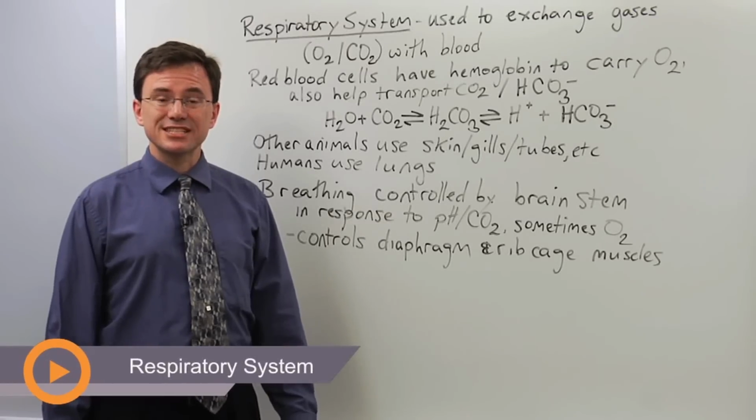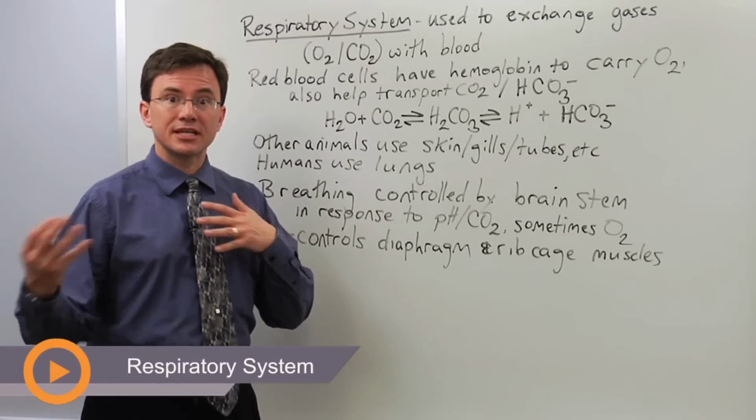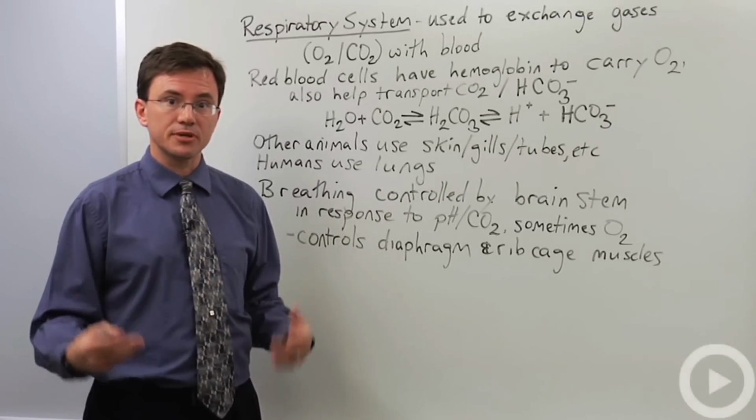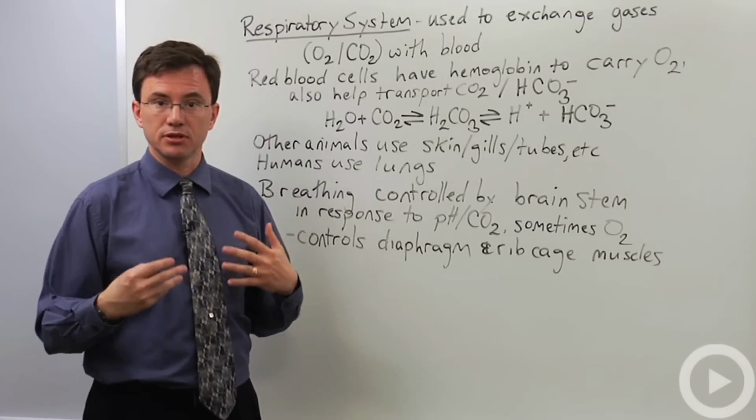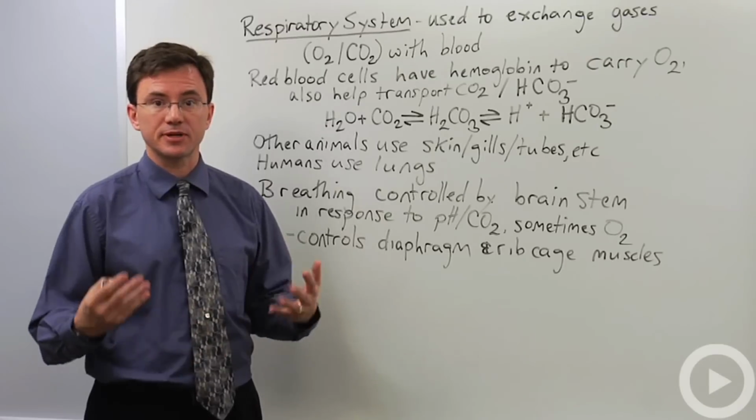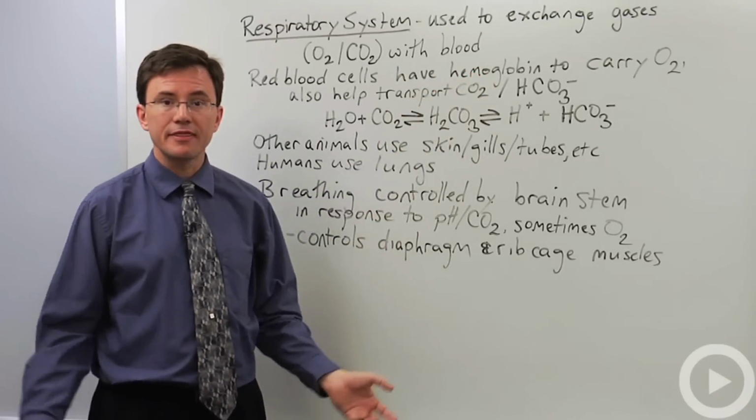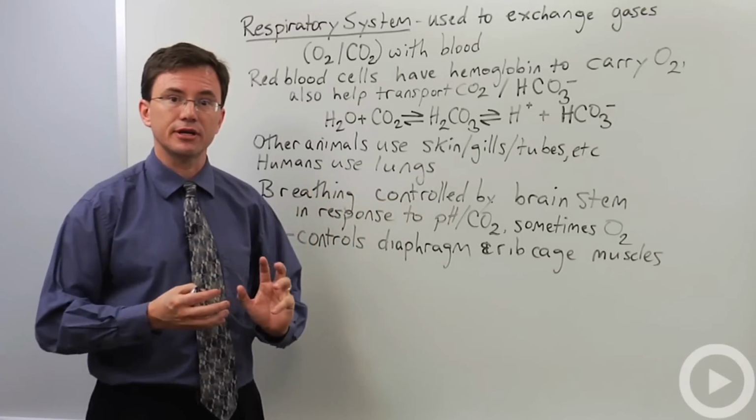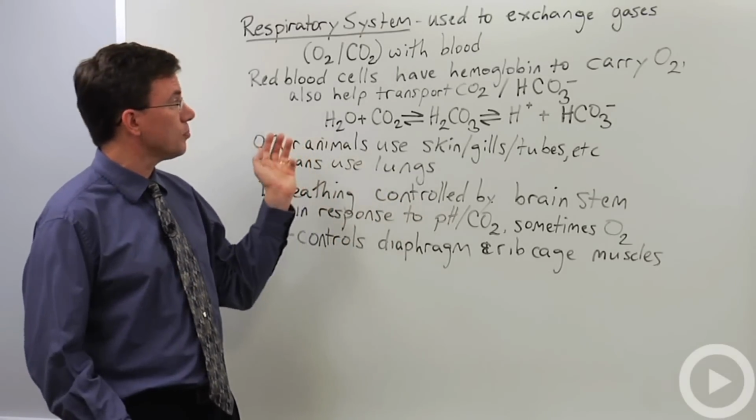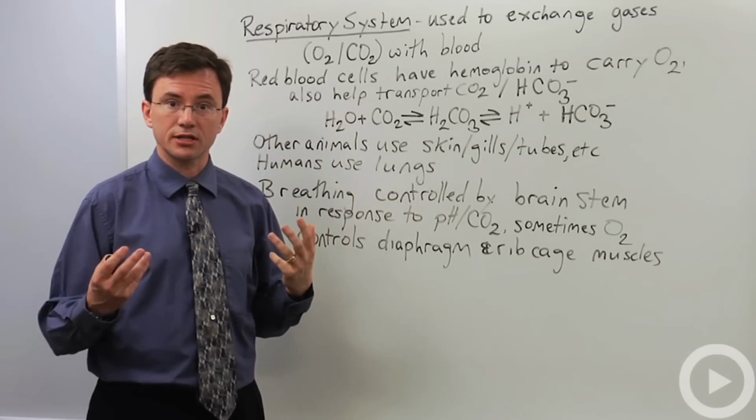The respiratory system is designed to help exchange gases, oxygen and carbon dioxide, with the environment and your blood. Now, red blood cells have in them a special protein called hemoglobin that can bind to oxygen and carry it. Now, that hemoglobin can also help the red blood cells transport carbon dioxide.